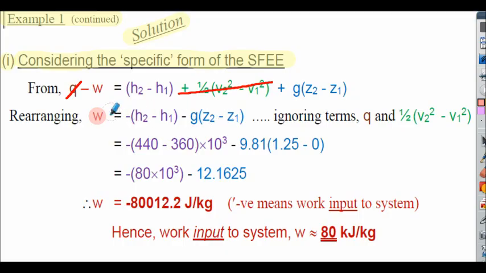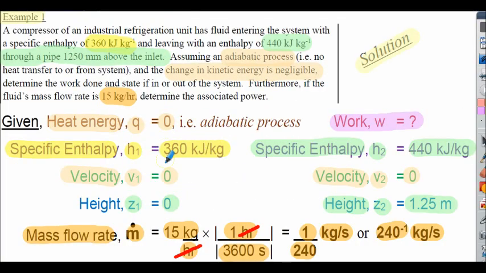So in other words, we've added w to both sides of the equation, subtracted the enthalpy terms from both sides, subtracted the potential energy terms from both sides of the equation. And now simply insert the output enthalpy value given in the question, the input enthalpy value. Notice that they're in kilojoules in the question, kilojoules here.